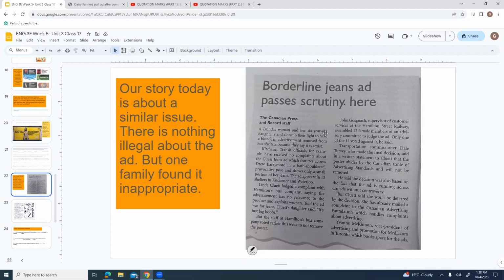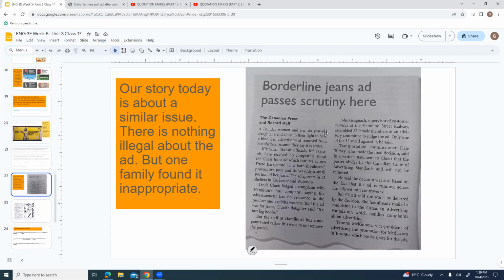Gosknak, supervisor of customer services at the Hamilton Street Railway, assembled 12 female members of an advisory committee to judge the ad. Only one of the 12 voted against it, he said. Transportation Commissioner Dale Turvey, who made the final decision, said in a written statement to Cluett that the poster abides by the Canadian Code of Advertising Standards and will not be removed. He said the decision was also based on the fact that the ad is running across Canada without controversy.